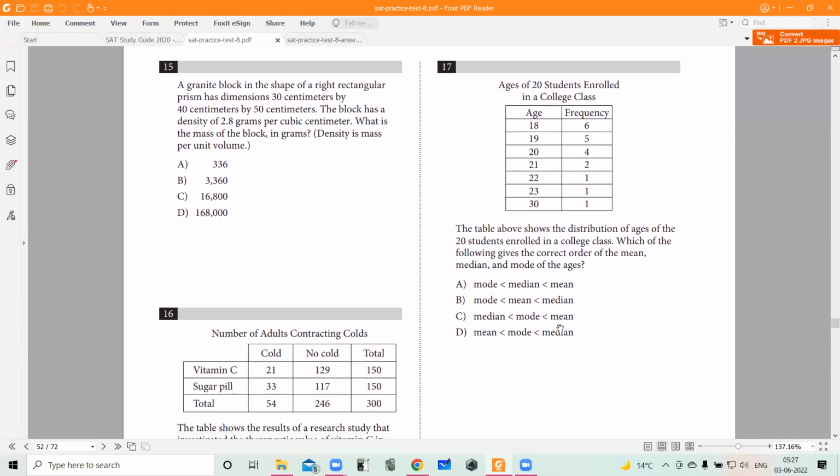15. A granite block in the shape of a right rectangular prism has the dimensions 30 by 40 by 50 centimeters. The block has a density of 2.8 grams per cubic centimeter. What is the mass of the block in grams? Density is mass per unit volume. Yes, so that means you have to calculate the volume. So what will be the volume of this rectangular prism? 40 times 30 times 50. 60,000.